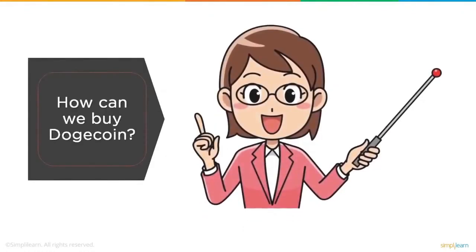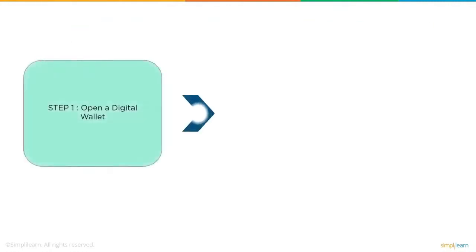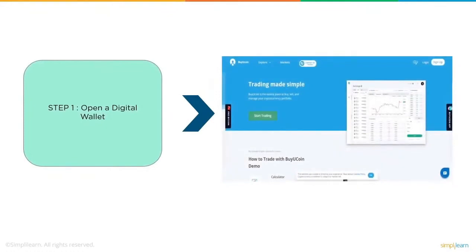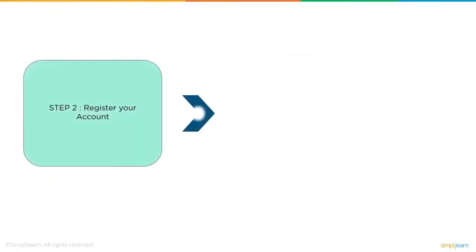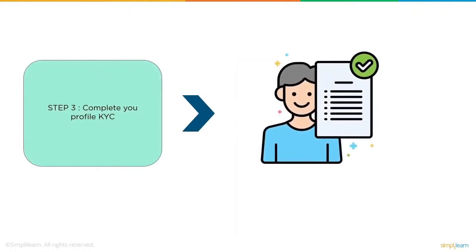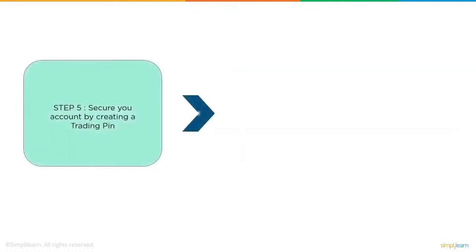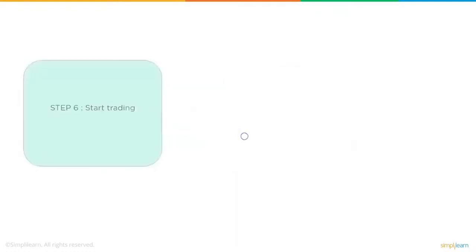To buy Dogecoin, we will have to follow a few steps. Step 1. Open a digital wallet. Buy Your Coin is considered a perfect application for trading cryptocurrencies. Step 2. Register your account. Step 3. Complete your profile KYC by providing your identity and address proof, like an Aadhaar card. Step 4. Add your bank account details. Step 5. Secure your account by creating a convenient trading PIN that is only accessible by you. And step 6.